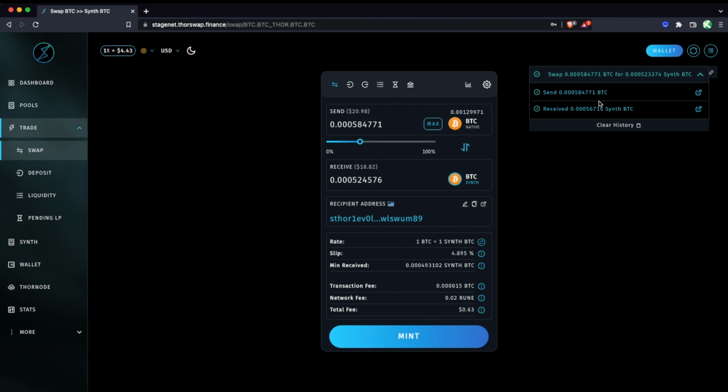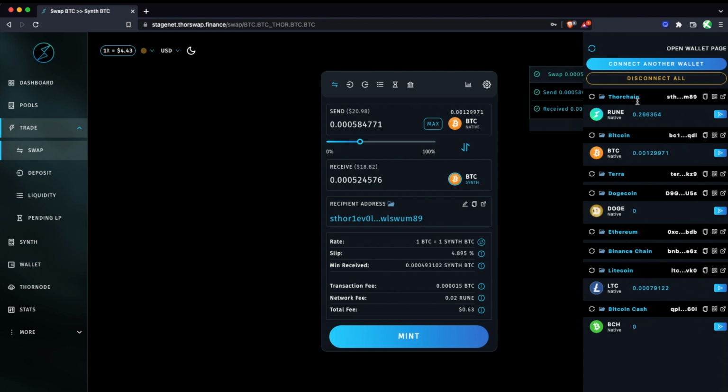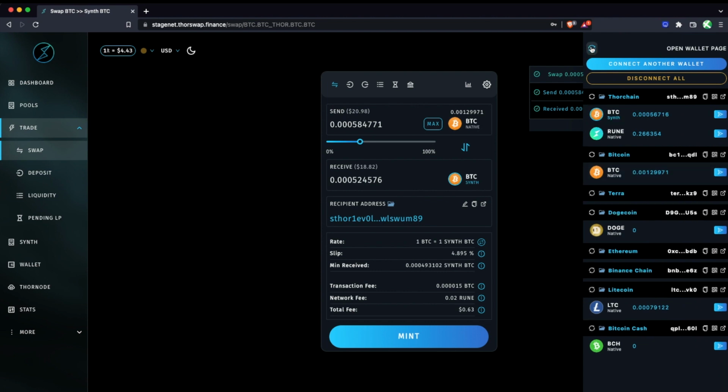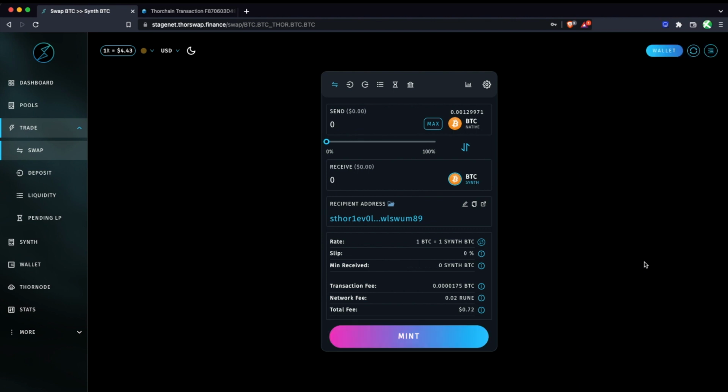All right, that Bitcoin transaction confirmed. It says we've received our synth BTC, and in our wallet, let's just refresh, and we'll see that it's on our THORChain address. So again, any synth is a native THORChain asset, so you'll always see it here under your THOR address. Okay, so now let's take that synthetic BTC and do some other synth swaps.